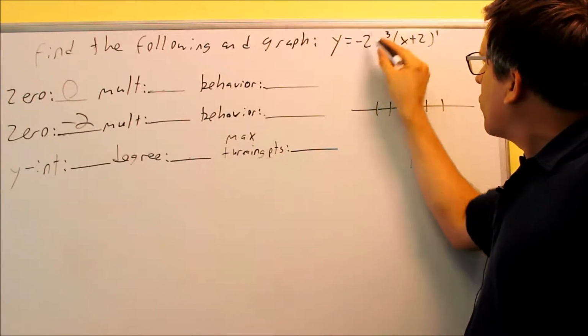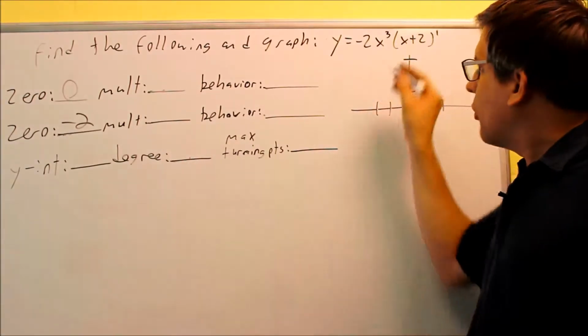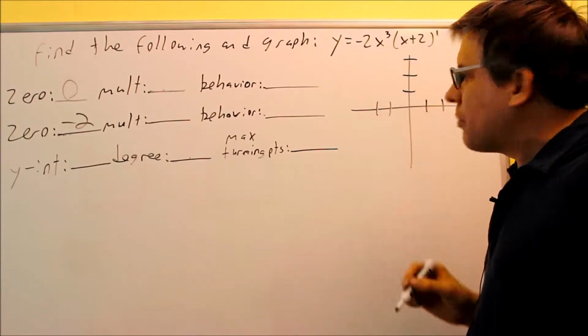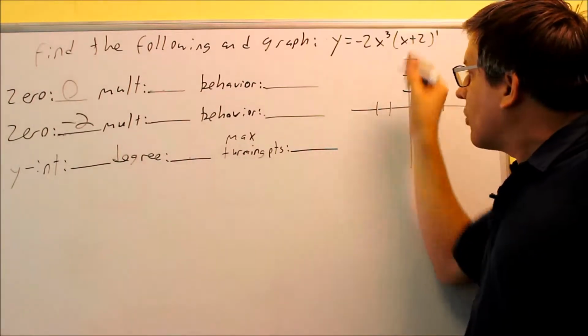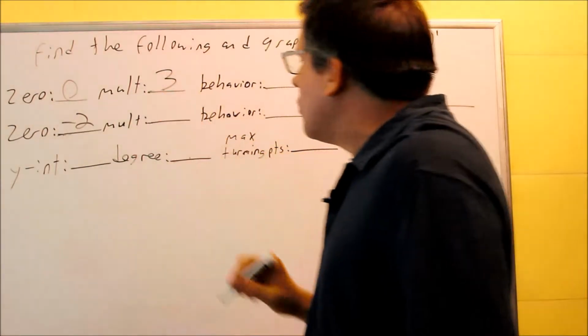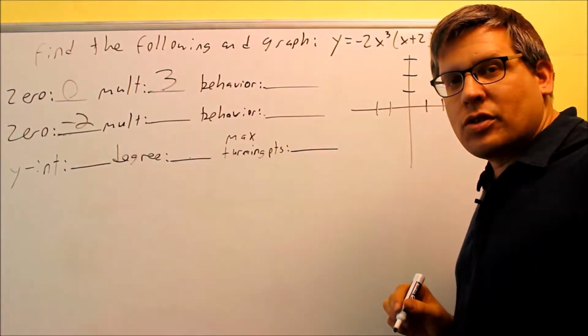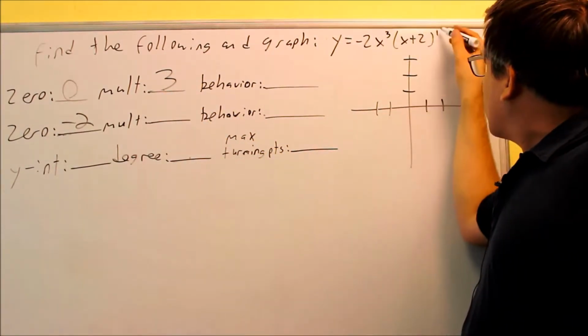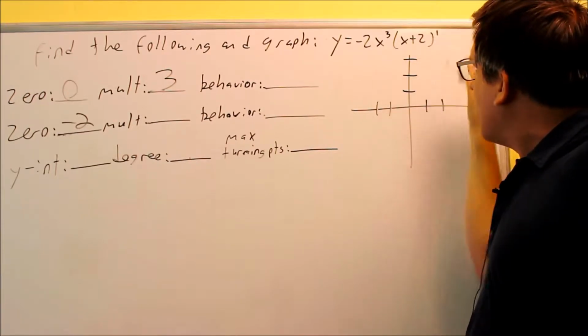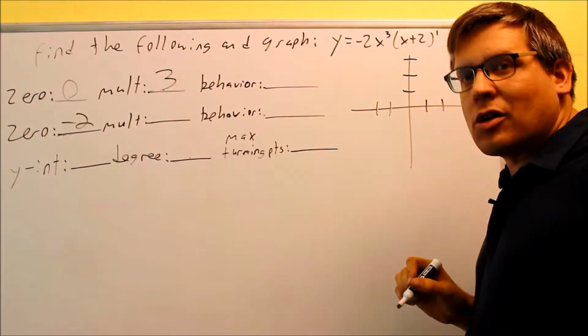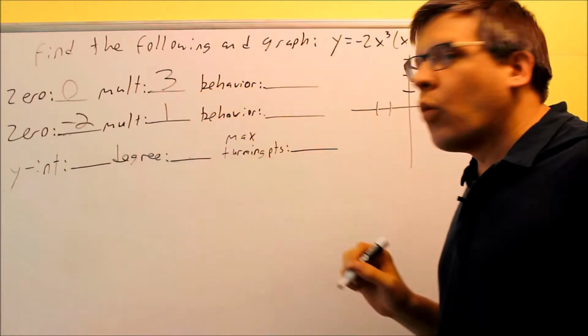So for this first part, we don't have any sets of parentheses, but we do have an x there, and you are going to look at the power on that x. That's a 3 in this case, which means that the 0 is going to have a multiplicity of 3. The second piece has a 1 on the parentheses. That means that factored piece, the multiplicity is going to be 1.